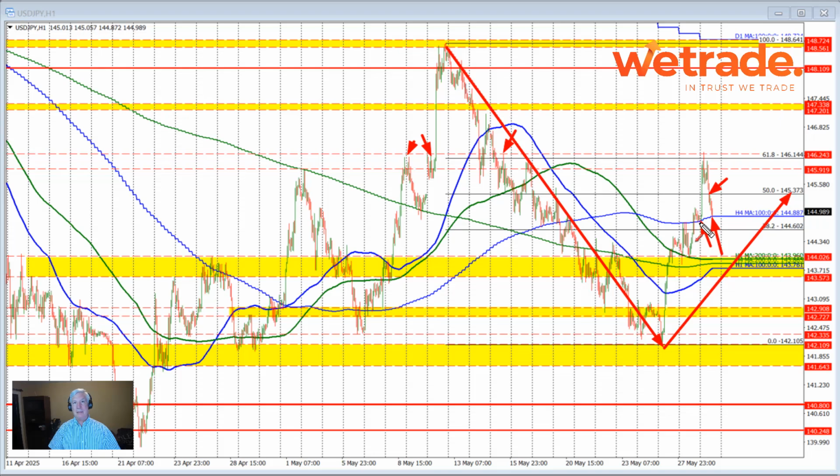We returned back to the 100-hour moving average. Note from yesterday, we came up to the 100-hour moving average not once, not twice, but three times in the Asian session, fell off, stalled against the 200-hour moving average, and then broke through it in the New York session here, and then used that level as support.